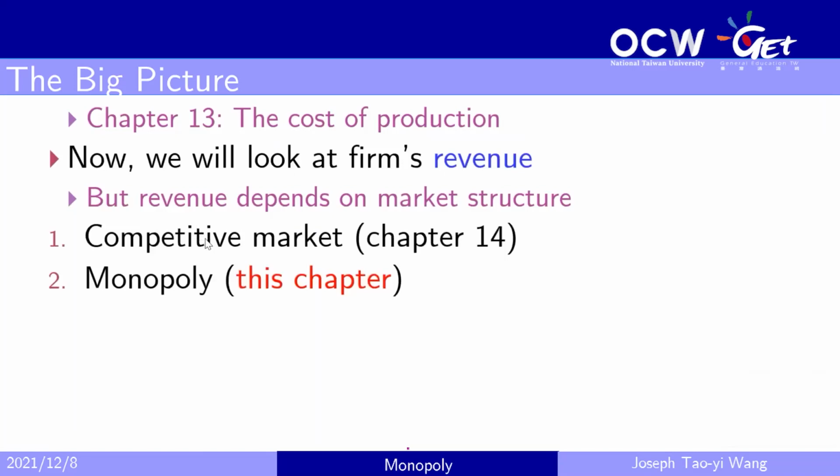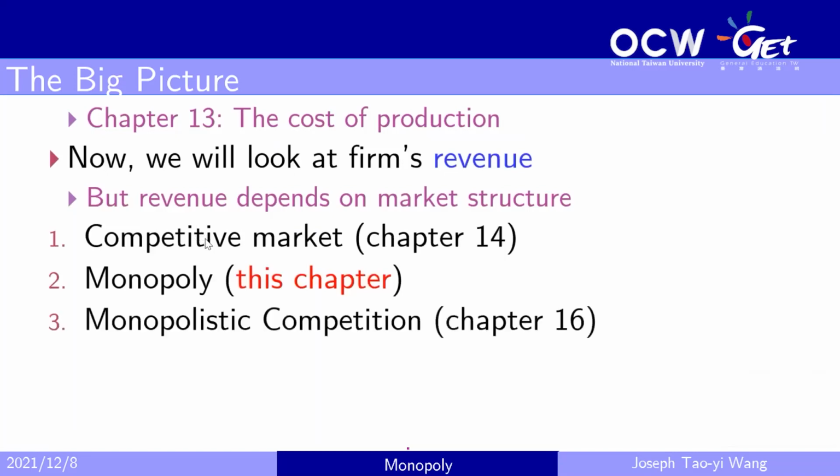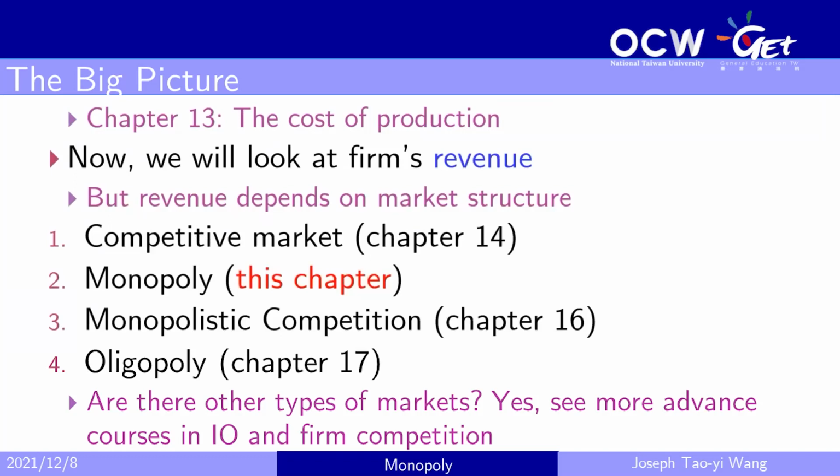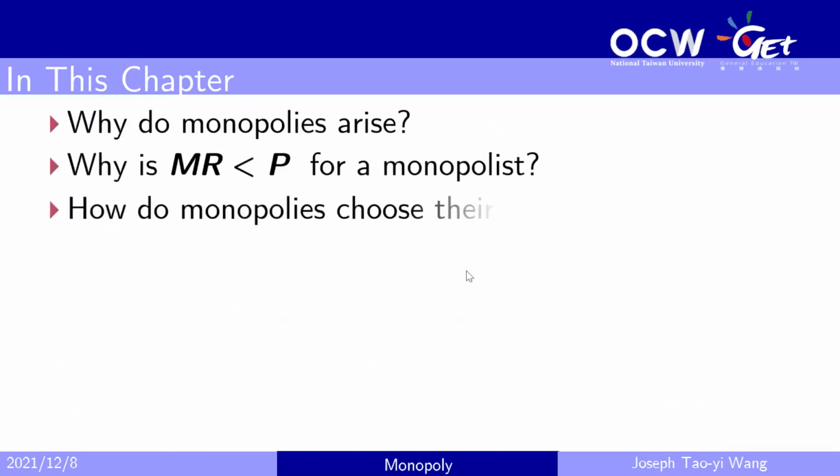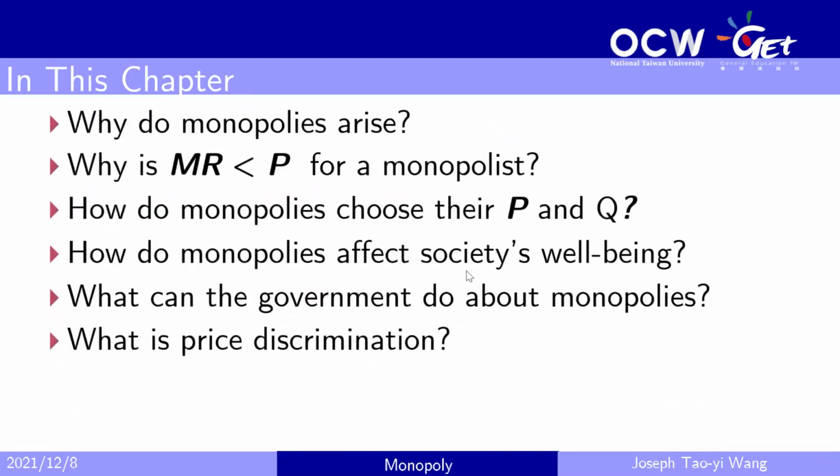This is chapter 15. Then we'll look at monopolistic competition and oligopoly. There could be other markets, but you should look at more advanced courses for those. In this chapter we'll look at why monopolies arise, and why marginal revenue is smaller than price for a monopolist. This is the key difference between a monopolist and a perfectly competitive firm. Then we'll see how monopolies choose price and quantity, and how that affects social well-being. Then we'll look at what governments should do and talk about price discrimination. Price discrimination is something that the monopoly can do.